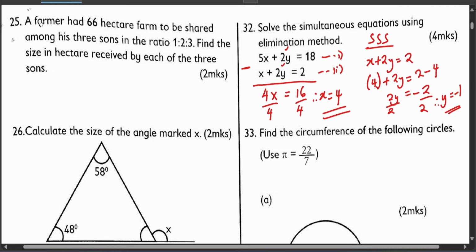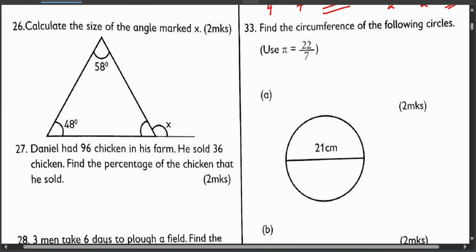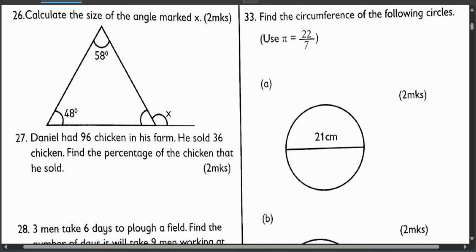Sawa, nadhani tuende kwa question 33. Find the circumference of the following circles. Use pi to be 22/7. So circumference is given by pi d or 2 pi r. Ikiwa umpewa diameter ni pi d, ikiwa umpewa radius ni 2 pi r. So for question A ni pi d, so ni 22/7 times diameter which is 21. Diameter yako ni 21 cm.